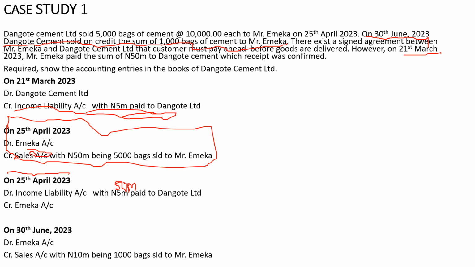Now, on the 30th of June, Emeka received 10 million naira worth of bags of cement. So the accounting entry is to debit Emeka's account and credit the sales account because the performance obligation has been met. What that means is that by 30th of June, it will be showing in the books that Emeka is owing Dangote Cement Limited 10 million naira worth of goods that have been supplied to him as at the end of 30th of June 2023. I hope this is very explicit.